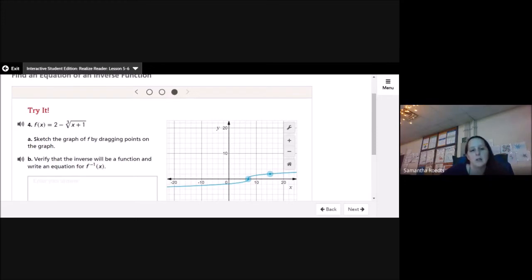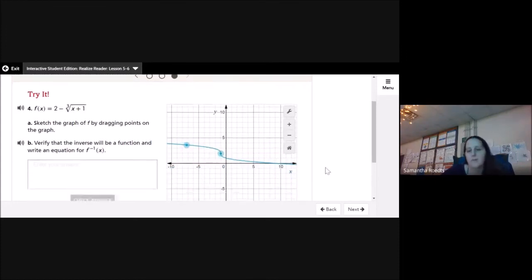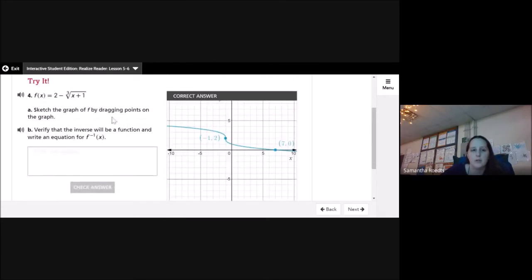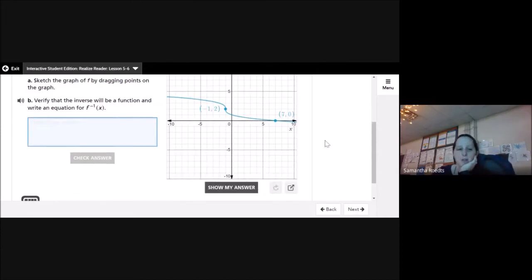When x is 0, y is 1. Okay, so there's one of the original points. So I'm going to flip them like this. Okay, so it looks something like that. So (negative 1, 2). Again, you can check (7, 0) and (negative 1, 2). You can substitute a couple points in here. Then I want to verify that it'll be an inverse.